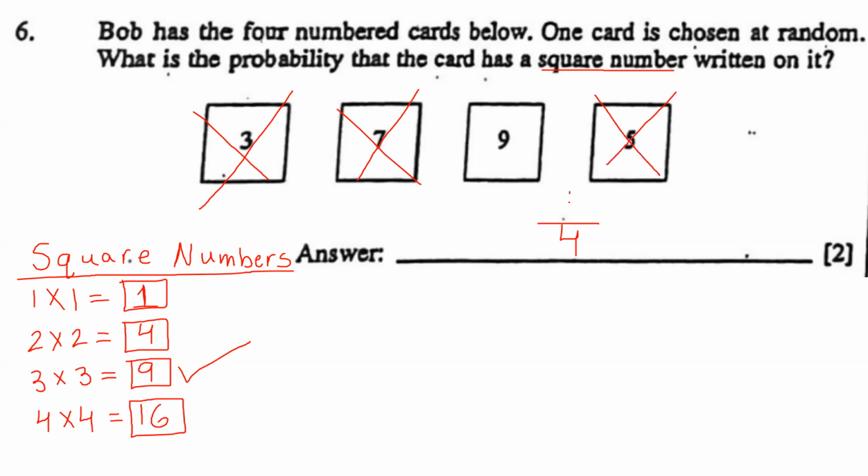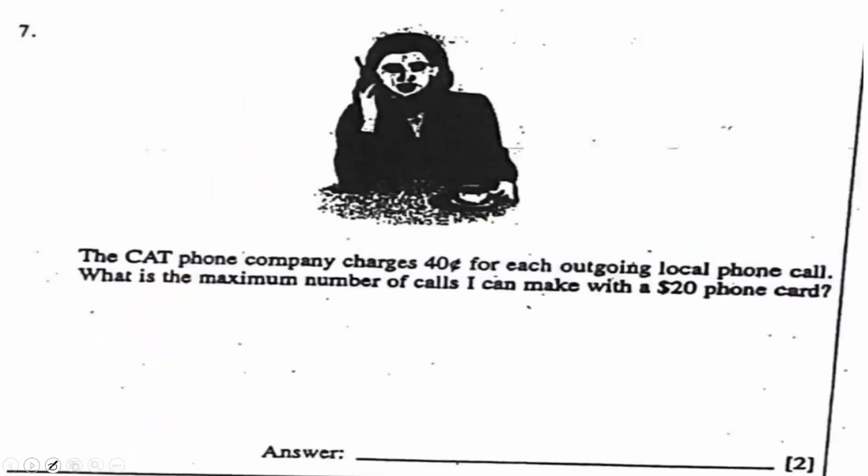So it's going to be 1 over 4, 1/4, okay? That's the correct answer because we only have one square number and it's 4 cards, so 1 over 4. Hopefully you understand how we got that. All right, let's move on to question number 7.